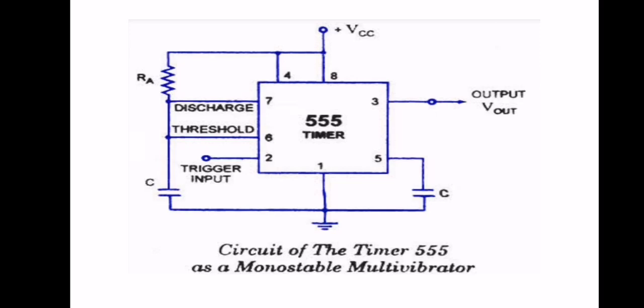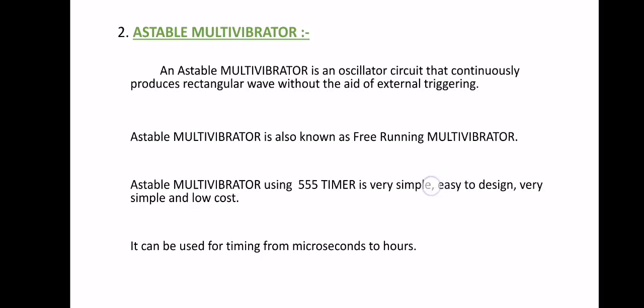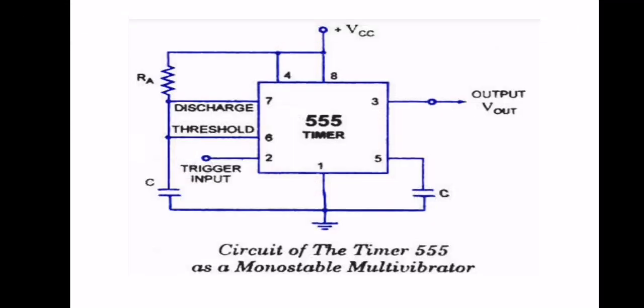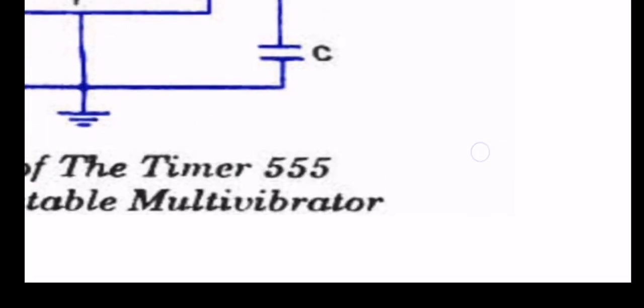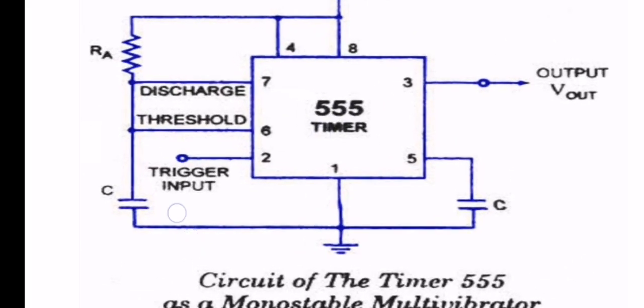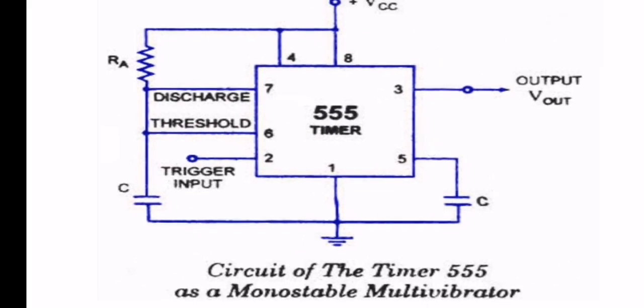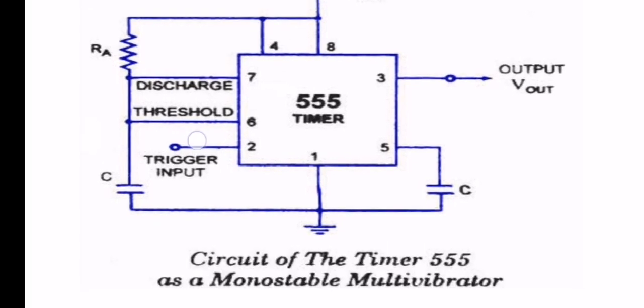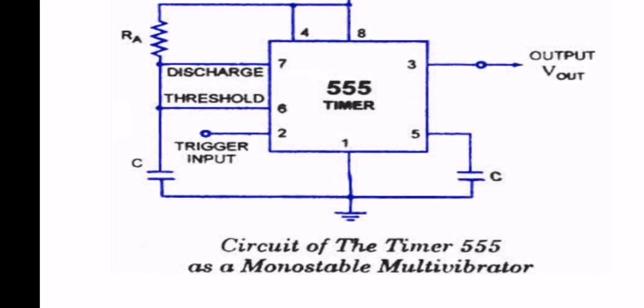Now pin 5 is grounded through a 0.01 farad capacitance here. This capacitance, as I expand the screen. Then pin 6 is shorted to pin 7, and at pin 7 a discharge capacitor is connected, while pin 8 is connected to supply VCC. Also you can see a resistor RA which is connected between pins 6 and 8. So this is how we can explain the diagram of the monostable multivibrator.